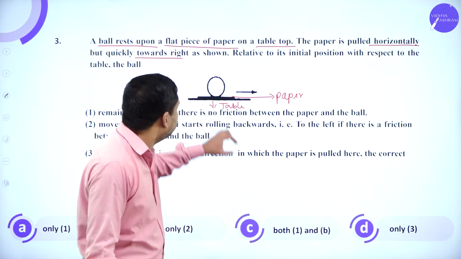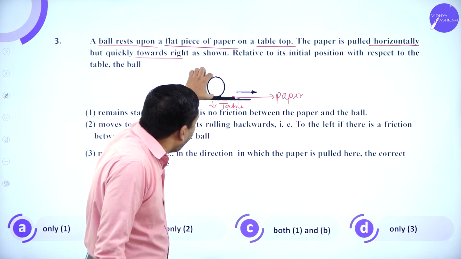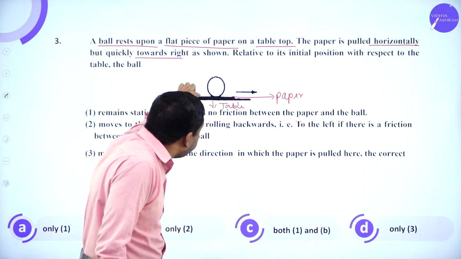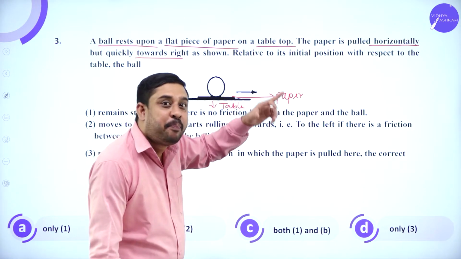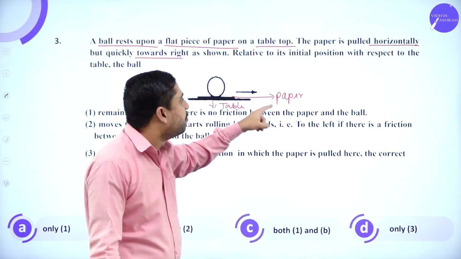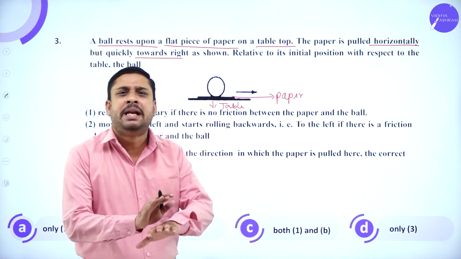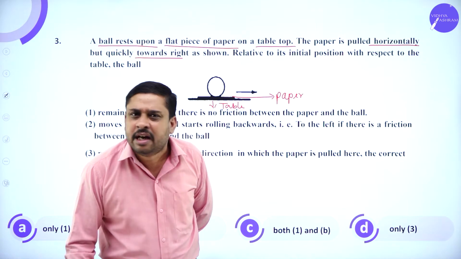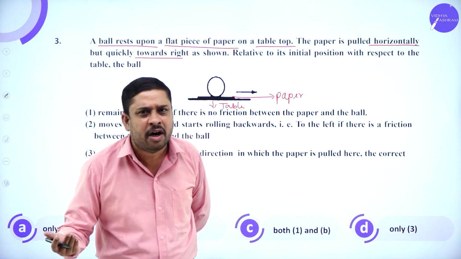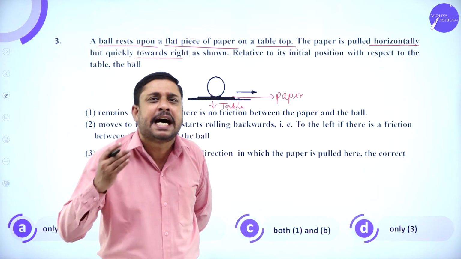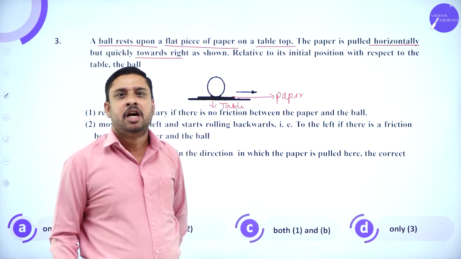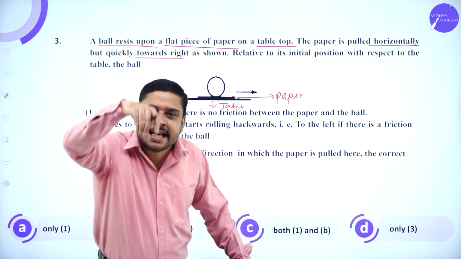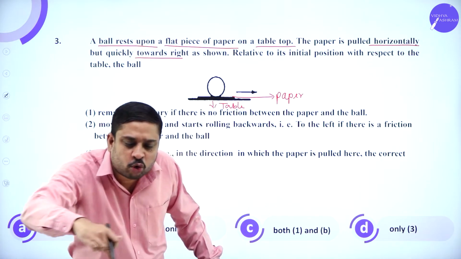Carefully understand. There is a ball which is on the paper and the paper is on a tabletop. There is completely no description about the friction, no mention of a rough surface, so I have to assume it is a smooth surface. So a ball is placed on the paper, which is placed on a smooth surface.